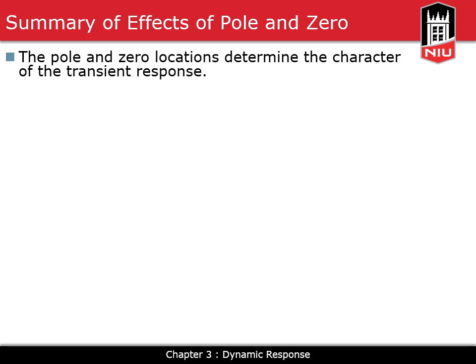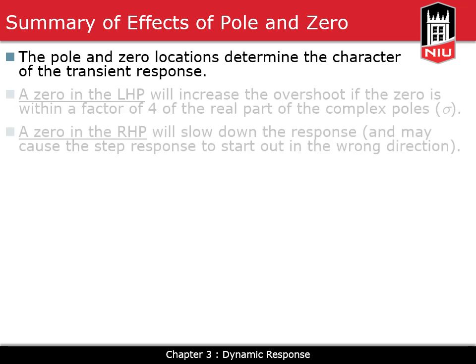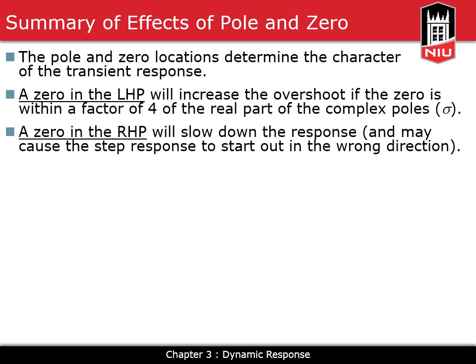Here's a summary of the effects of those poles and zeros. A zero in the left half plane will increase the overshoot if the zero is within a factor of 4 of the real part of the complex pole. So basically, if that alpha is less than 4, the overshoot will be increased. If the zero is in the right half plane, it slows down the response and it may cause an initial undershoot.